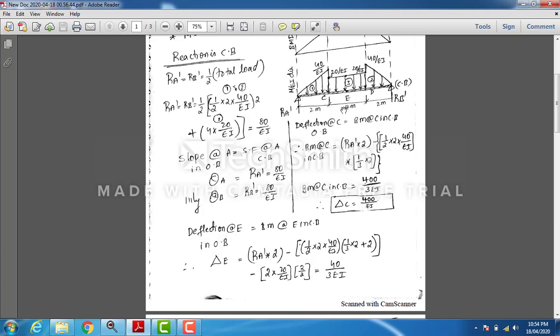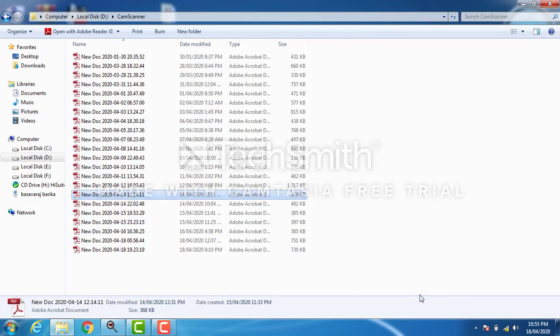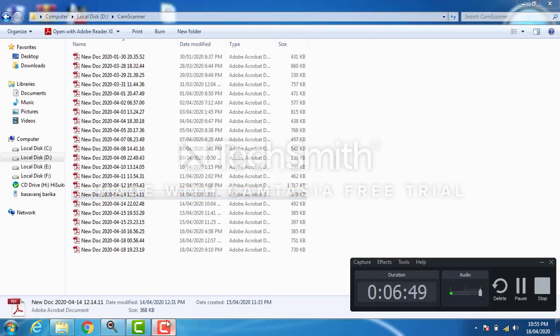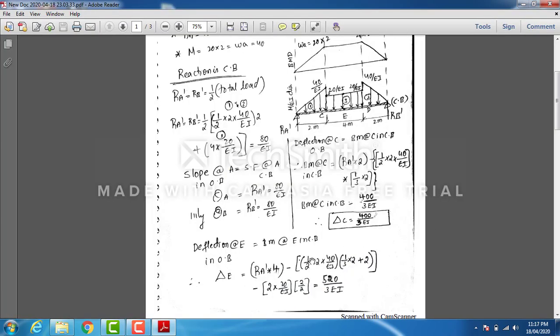Now bending moment at E means it is exactly at the center. So if you take exactly at the center, you can take either left portion or right portion. So here I have taken the right portion. If you take moment about E, that is bending moment about E, so it is RA into 4. Here the correction has been made. So it is RA into 4 at the middle point.